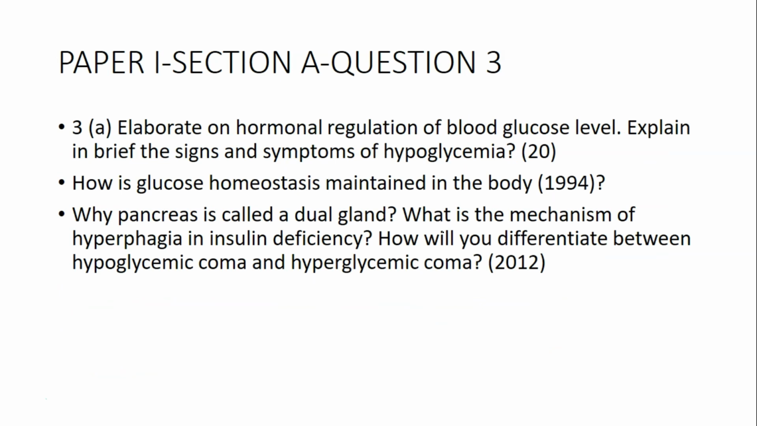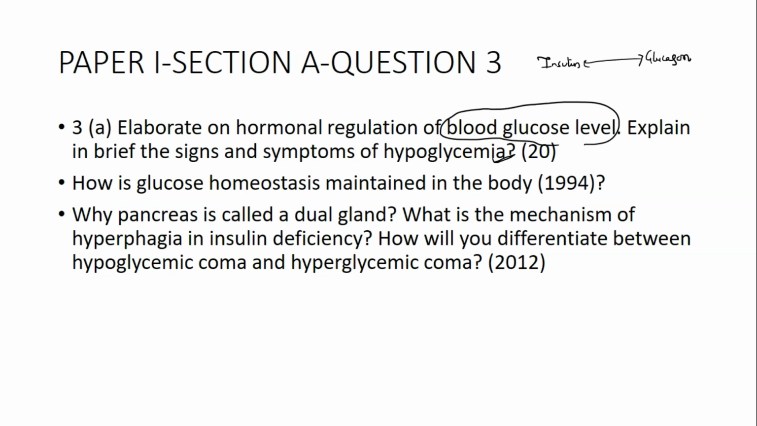Elaborate on hormonal regulation of blood glucose level. Okay, you have to write the interplay between insulin and glucagon, which are released from the pancreas, and how they take part in regulation of the blood glucose levels. And explain in brief the signs and symptoms of hypoglycemia. They're not asking you hyperglycemia. They're not asking you diabetic ketoacidosis or hyperosmolar coma. They're asking you hypoglycemic coma, how a patient presents with hypoglycemia.